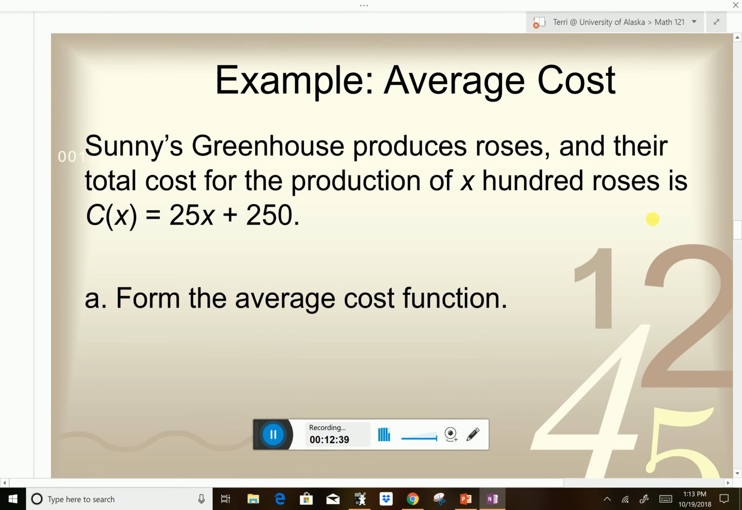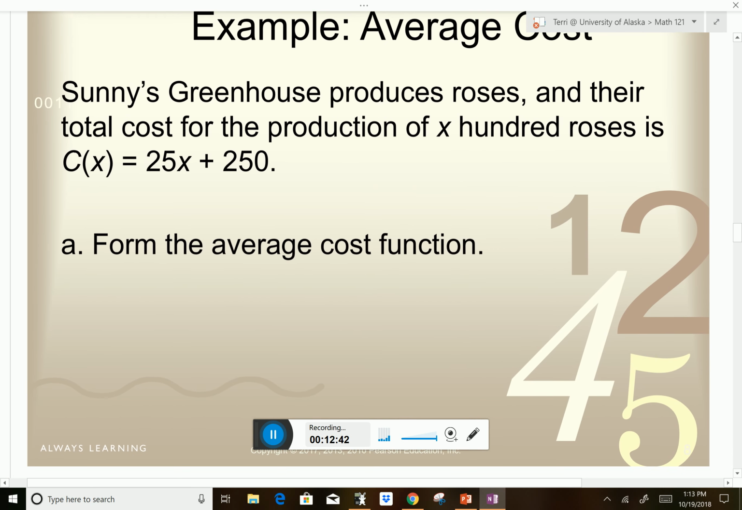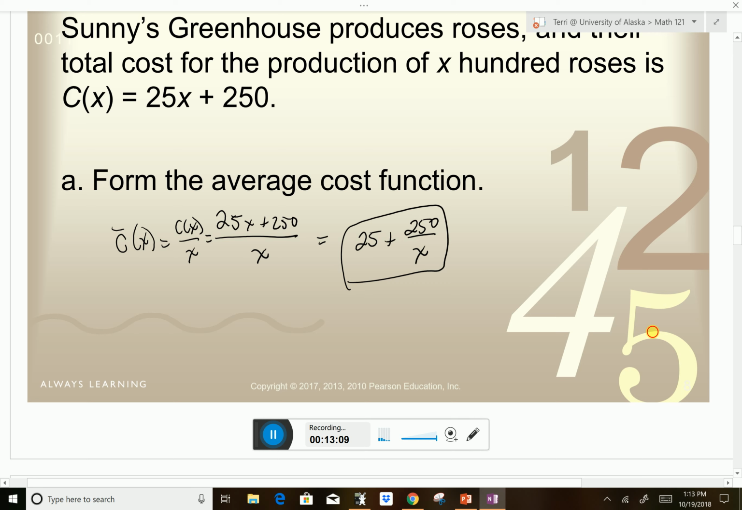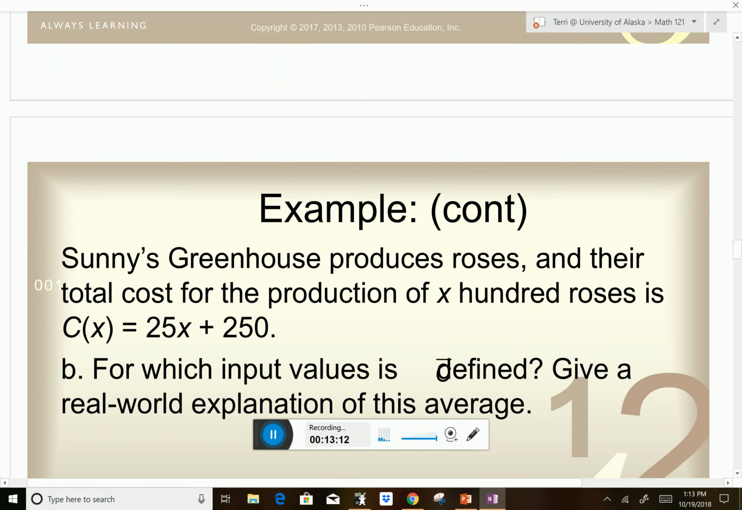So let's talk about this one. Sunny's greenhouse produces roses, and their total cost for production of x hundred roses is 25x plus 250. So let's form the average cost function. C bar is C of x over x, which is 25x plus 250 over x. So that's 25 plus 250 over x. So there's our average cost function.